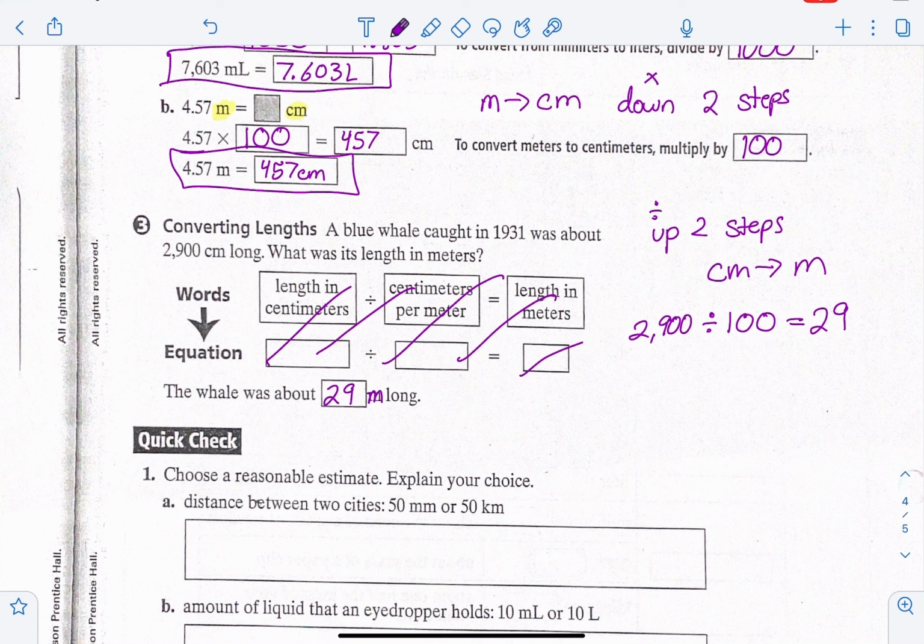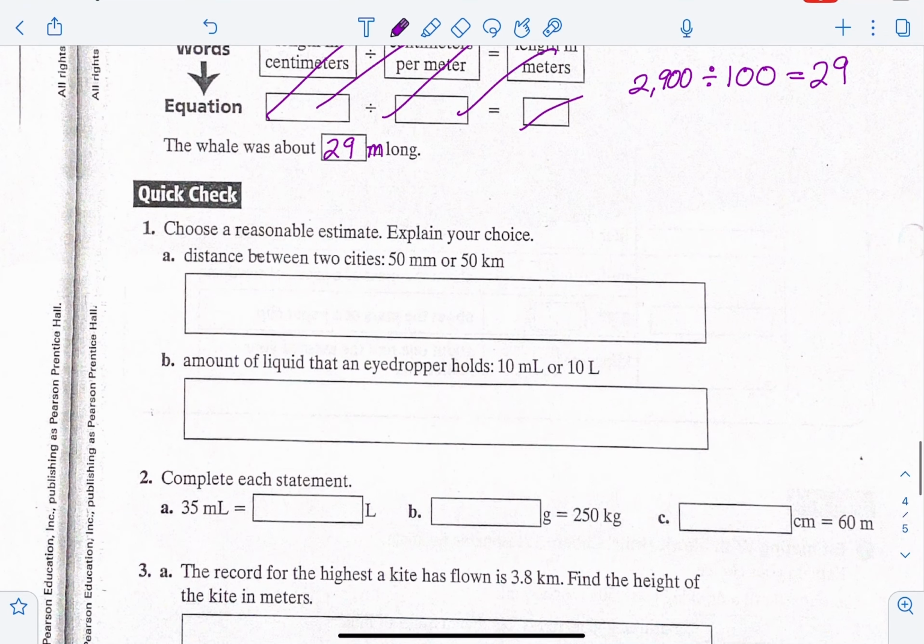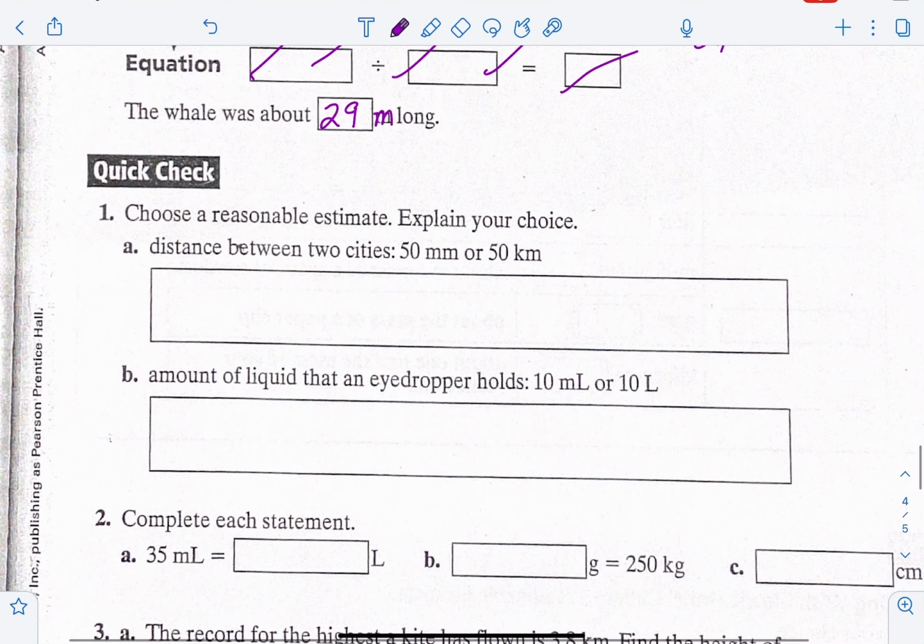So using the stair steps, it's not too bad. You just have to make sure you're paying attention to if you're going up or down, and then count your steps correctly. All right, so let's look at the quick check. Choose a reasonable estimate and explain your choice. So this is what we did on the front page.